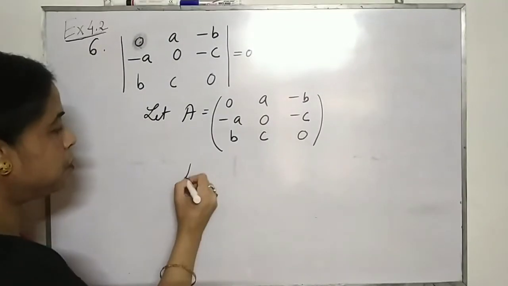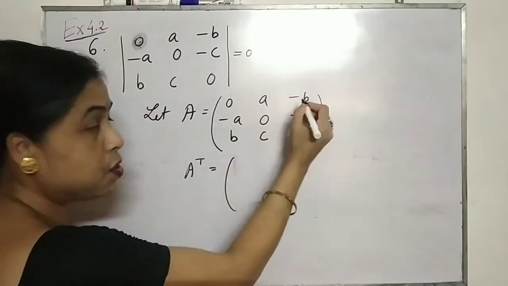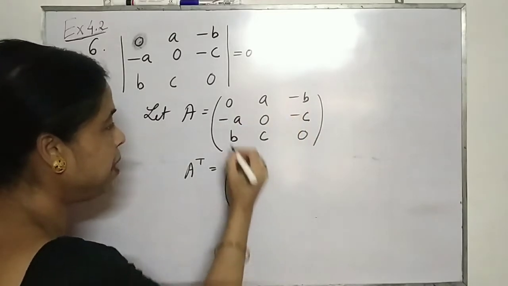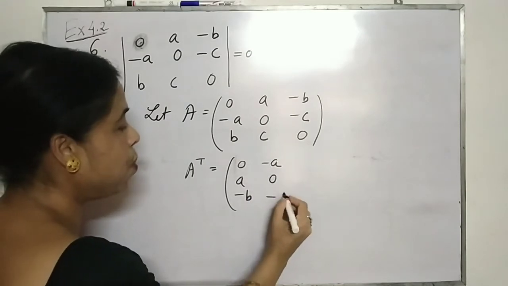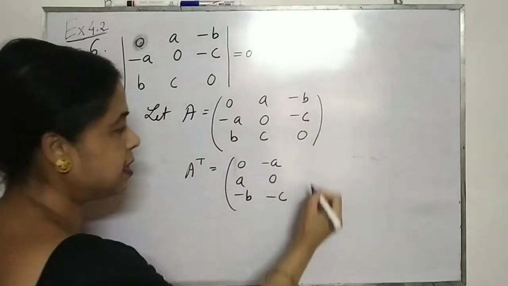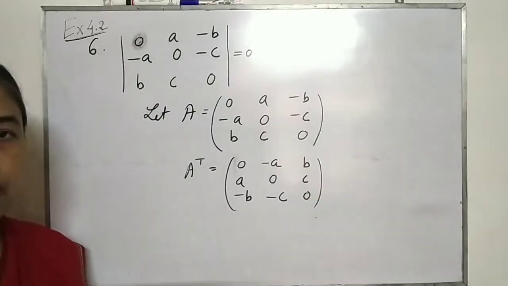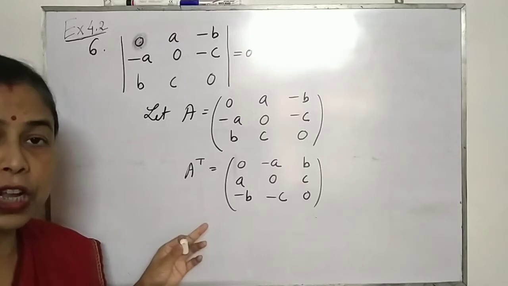Now let us take its transpose, A transpose. What is A transpose? The first row is written as the first column, so 0, a, minus b. The second row is written as the second column: minus a, 0, minus c. The third row is written as the third column: b, c, 0. Now if you notice properly, the transpose is not equal to A.